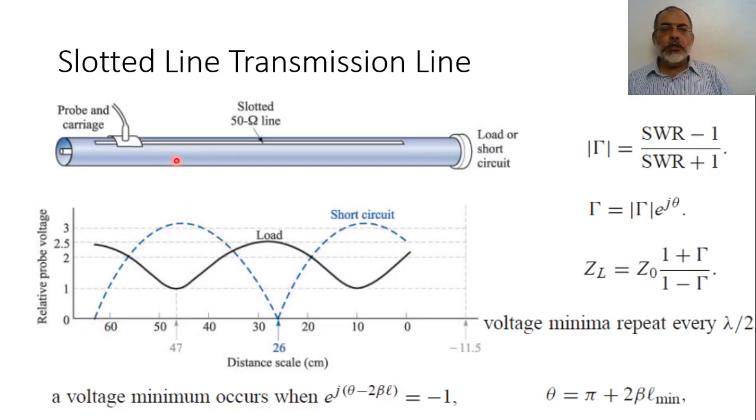So by using this very simple tool, we obtain the standing wave ratio, the wavelength, the frequency, the magnitude of the reflection coefficient, and the theta or the phase of the reflection coefficient for an arbitrary load. We obtain the input impedance of an arbitrary load. All of this is obtained by a very simple tool which is called the slotted transmission line.